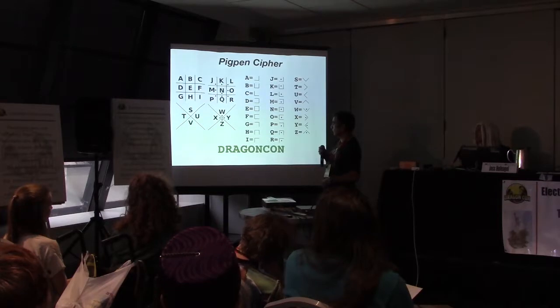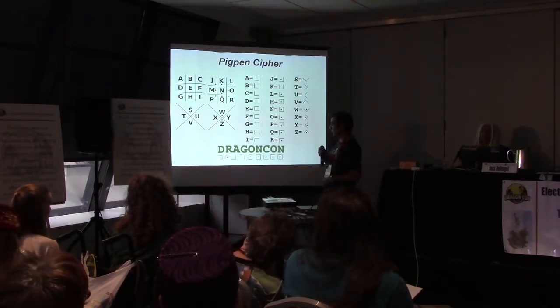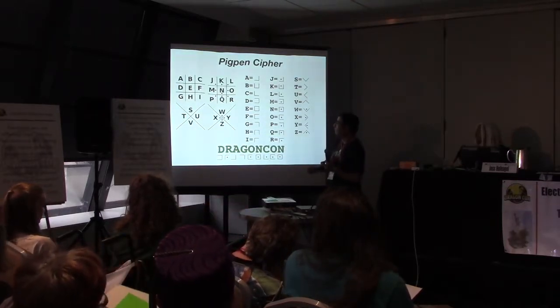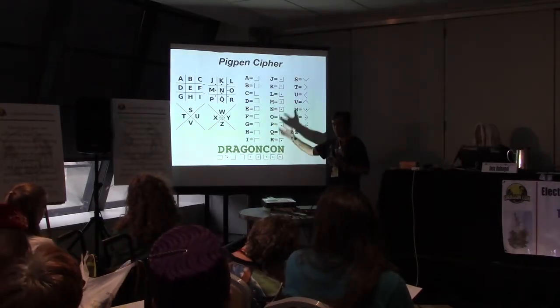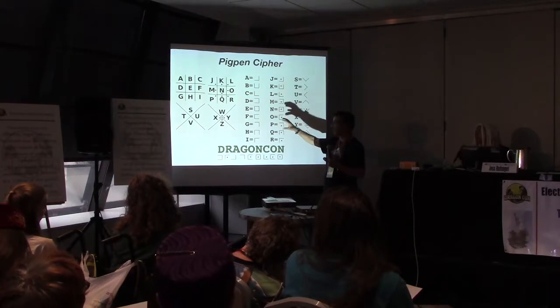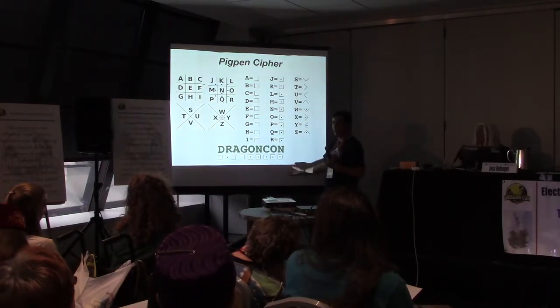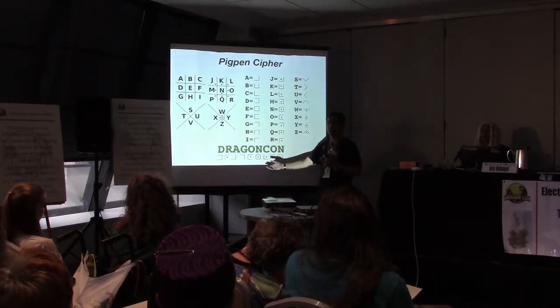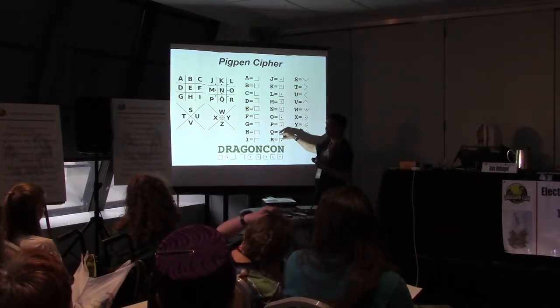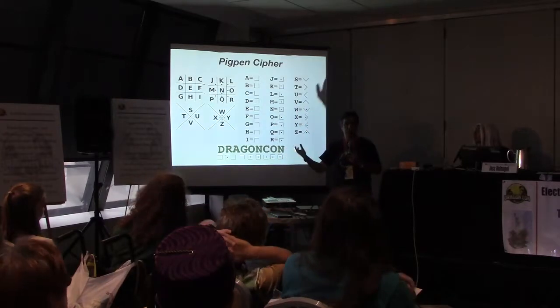So if you were to do something like DragonCon in Pigpen, it would look like this, right? So D, right? And most people who haven't seen something like this Pigpen cipher would just go, I have no idea what to do with this. But it's the same thing. It's one symbol for another symbol. In this case, instead of a letter, it's some kind of a drawing. You could break it the same way.